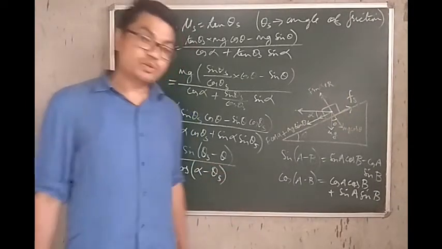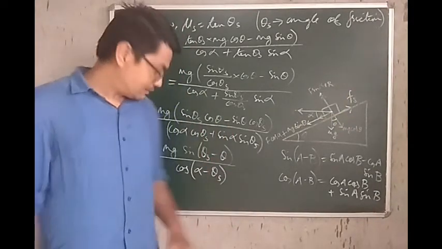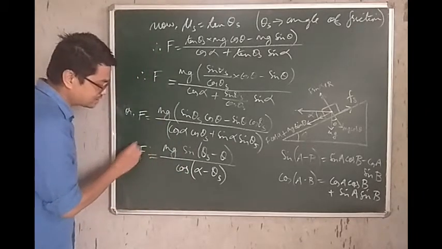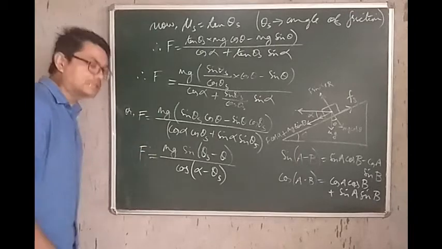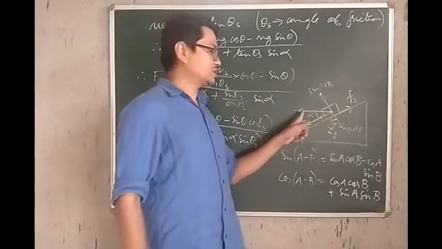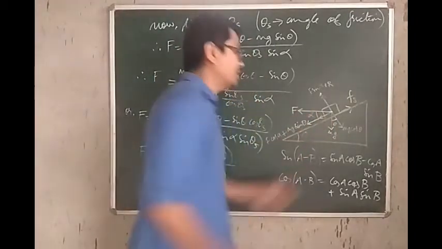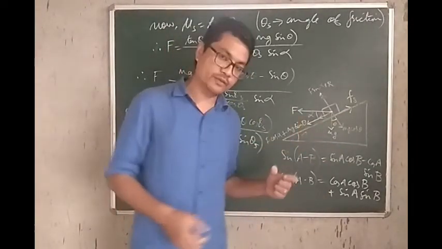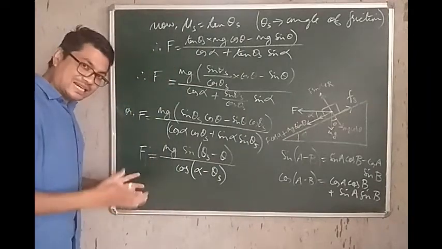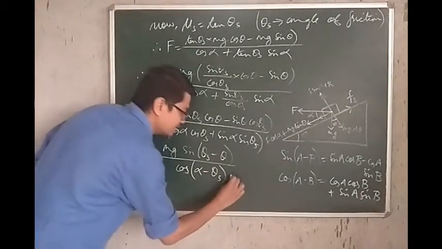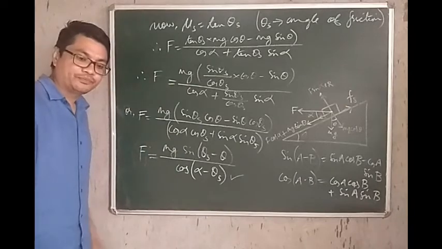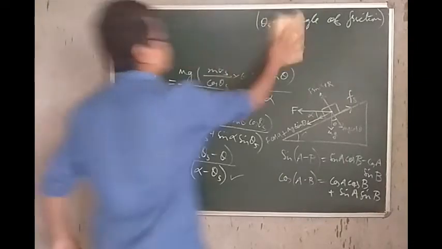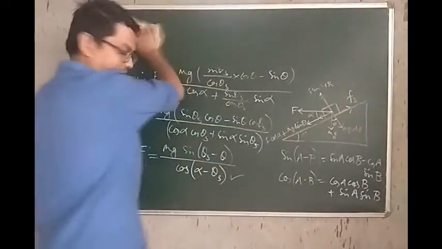So after this elaborate derivation, everyone, what we can conclude is that for force F to be minimum, that is the minimum amount of force F that we apply to this body which will make the body move, the minimum value of F, we can get that minimum value of F if, of course, the denominator is maximum. Okay, so can I erase this? Of course I can.